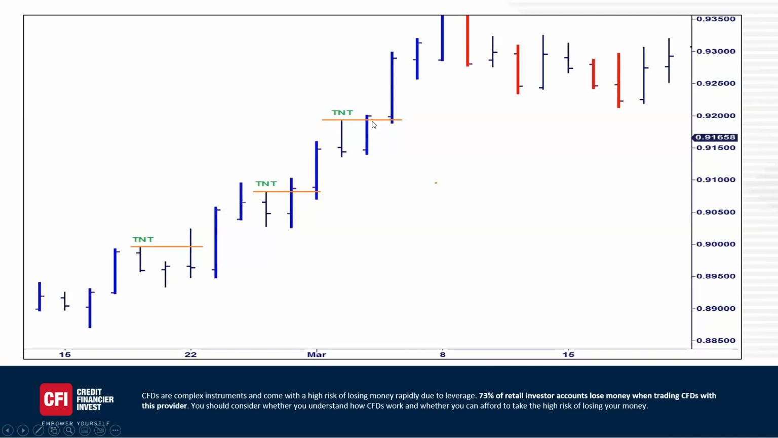Then we got a non-thrust bar here, put the line in right there above the high of the TNT bar. By the break of the TNT bar, up it goes, double thrust. TNT bar again, put the line in there. That's the TNT bar's high. By the breakout, and boom, boom, boom, boom, into the final high.